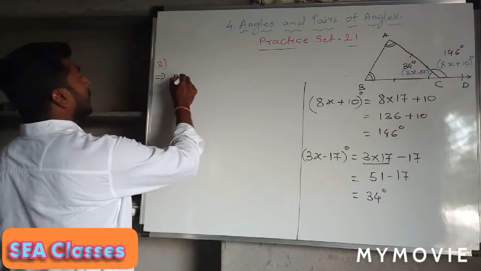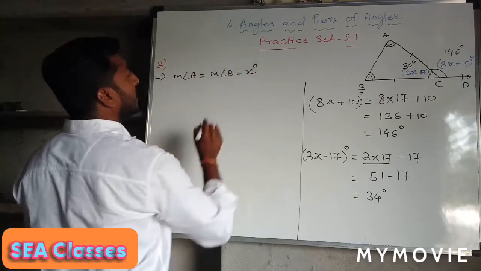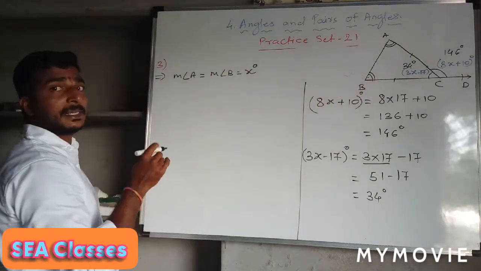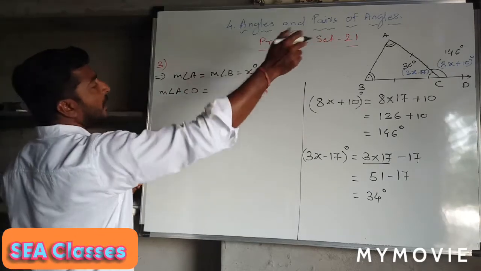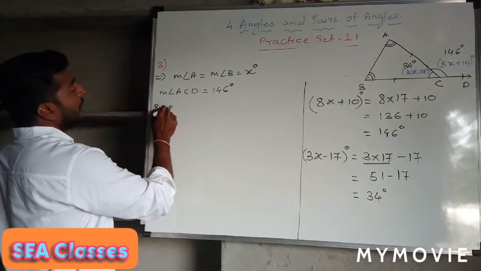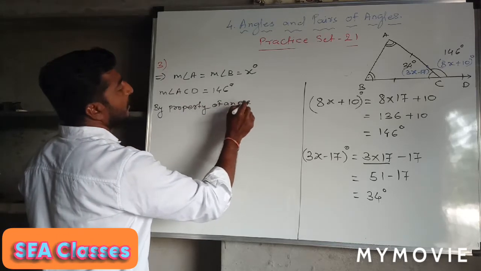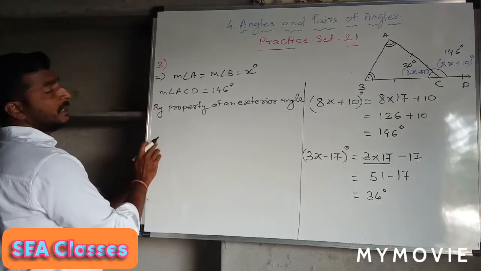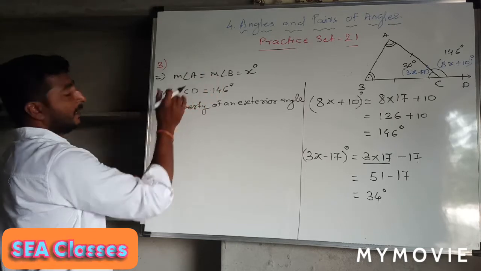So you know that the measure of angle A is equal to the measure of angle B. Let us consider it is x degrees. It is said that these two angles are equal to each other, therefore their measure will be x degrees, we will consider it. And the measure of angle ACD you have is 146 degrees. Now by the property of an exterior angle, what is the property? That the exterior angle is equal to the sum of its remote interior angles.